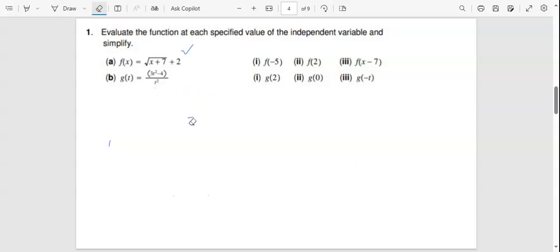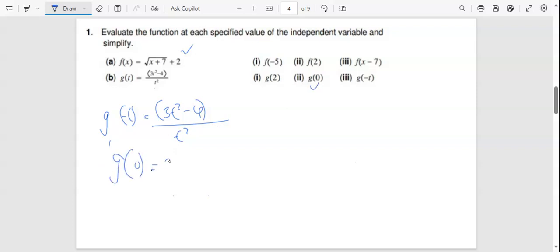Okay, so let's go now to the next one. G of t is equal to the same function there, 3t squared minus 4 over t squared. Now they are saying g of 0. So wherever there is t, put 0. So that will be 3 times 0 squared minus 4 over 0 squared. You see? 0 squared. So this will be undefined.